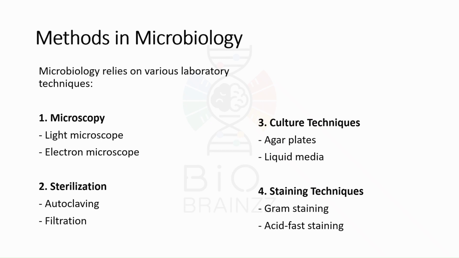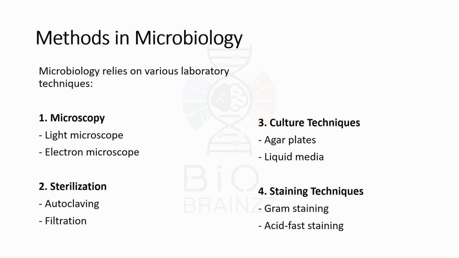Methods in microbiology. Microbiology relies heavily on laboratory techniques to observe, identify, and study microorganisms. One of the primary tools is microscopy, which includes light microscopy for basic observation and electron microscopy for detailed structure analysis. These tools allow scientists to visualize microorganisms that are otherwise invisible to the naked eye.